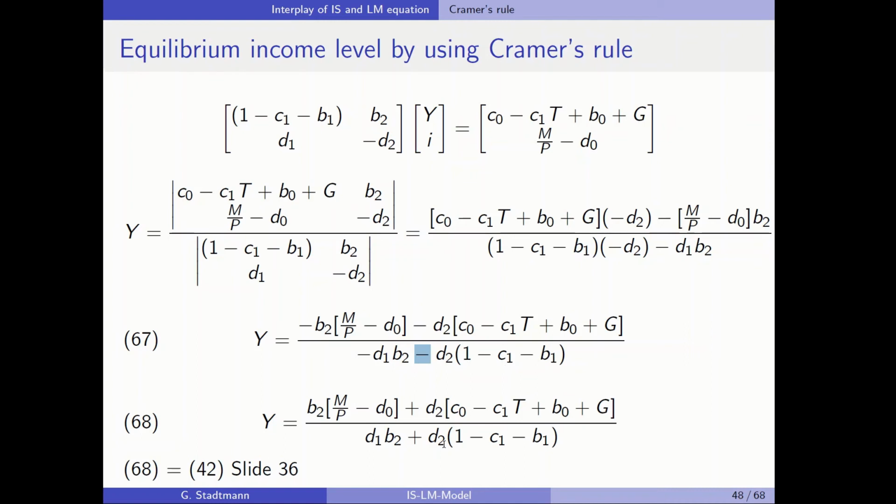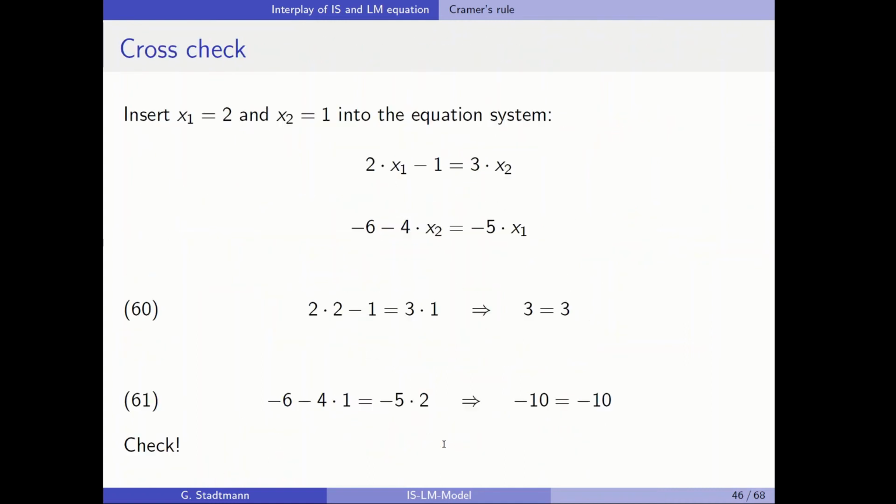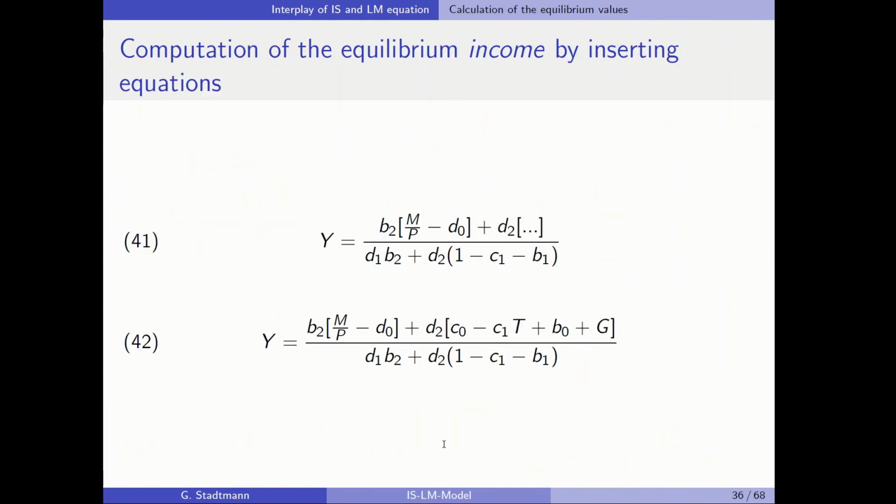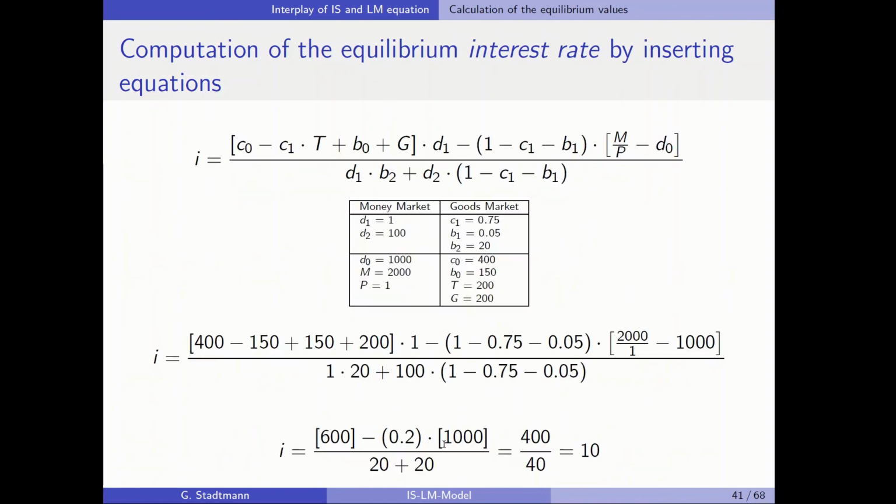Now, when we compare equation 68 with equation 42, then it is the case that the two expressions are the same. So this method, by inserting one equation into the other, gets us the same result as if we use Cramer's rule.